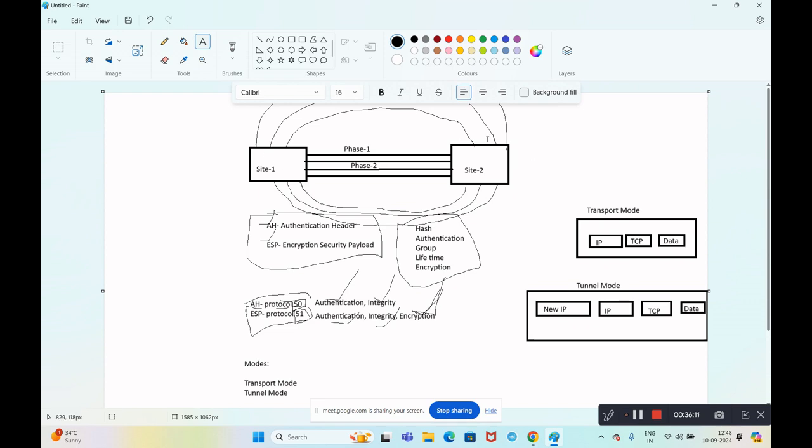In the first two messages, both sides will come to know whether both sides support NAT-T. NAT-T means NAT traversal. In the third and fourth messages, these two sites will discover whether there is a NAT device in between site 1 and site 2.